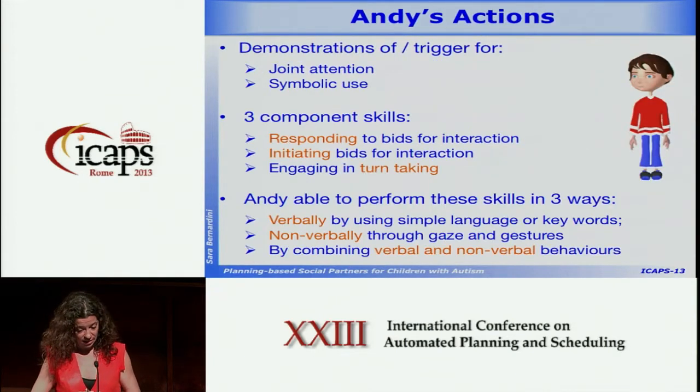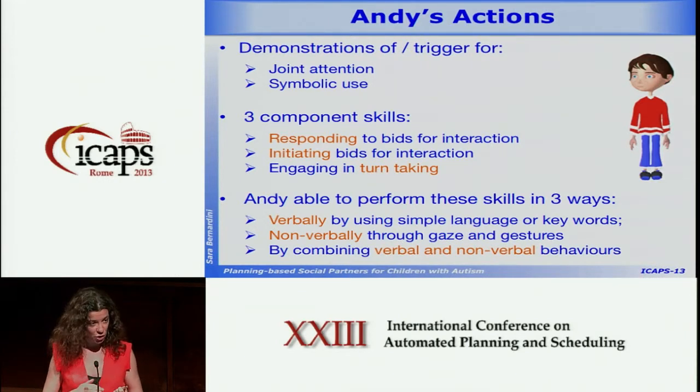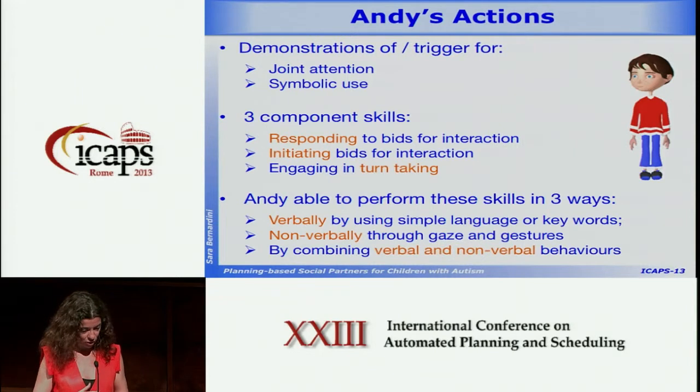Then, as for the actions, they are all demonstration or trigger for joint attention and symbolic use. And in particular, CERS subdivides these two skills into three subcomponents, which are responding to bids for interaction, initiating bids for interaction, and engaging in turn-taking. And Andy is able to perform all these three skills in three different ways: verbally, by using simple language; non-verbally, by using gesture, pointing, and gaze; and also by combining verbal and non-verbal behaviors. So we specify a number of actions, both in relation to high-level goals and in relation with low-level goals.